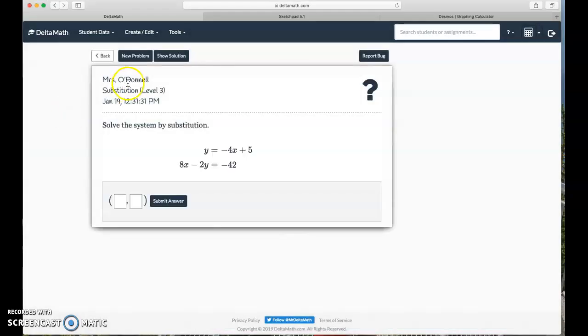Our next section here is substitution, level 3. So the key with substitution is really being able to efficiently identify what it is you're going to substitute.